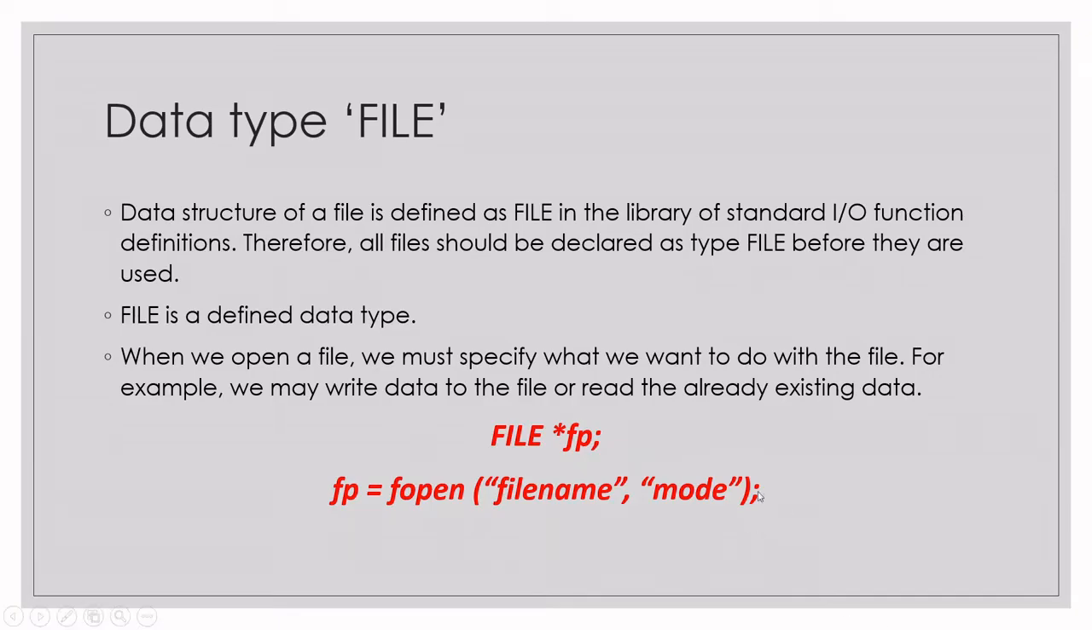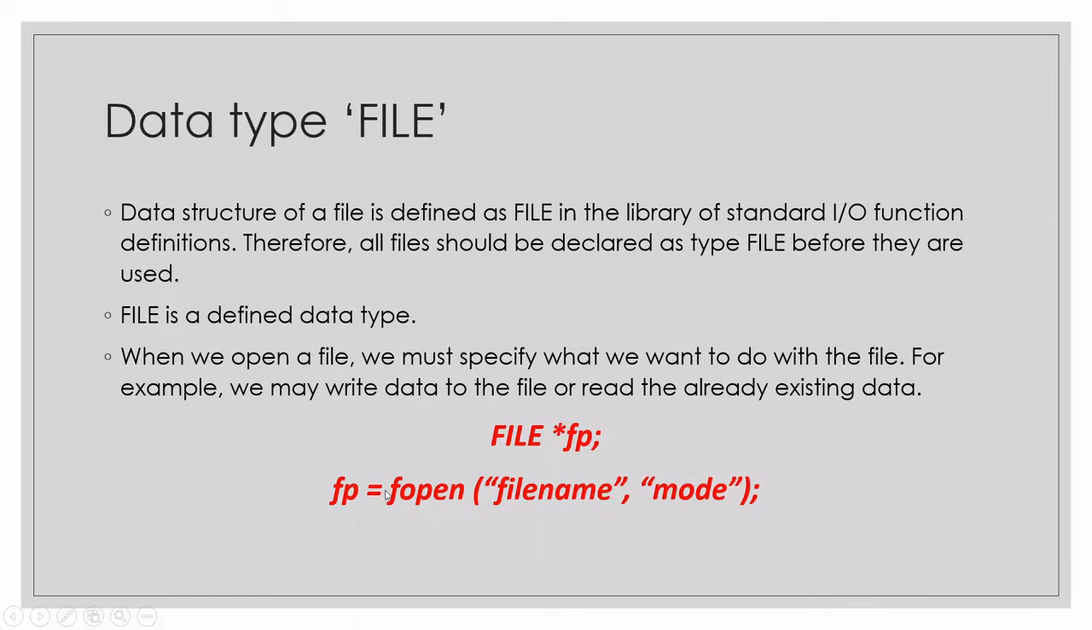So let's first check the code itself. FILE *fp. If we write int *ip, it means we are declaring an integer pointer. Just like that, FILE *fp means fp is a file pointer and FILE is a defined data type. Okay, then fp, this is the pointer. fp = fopen(file name, mode).